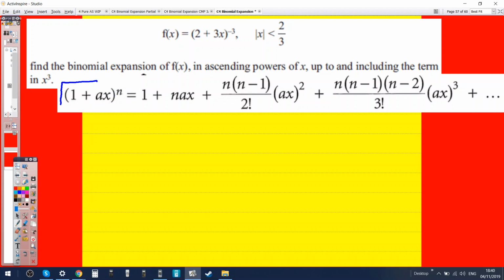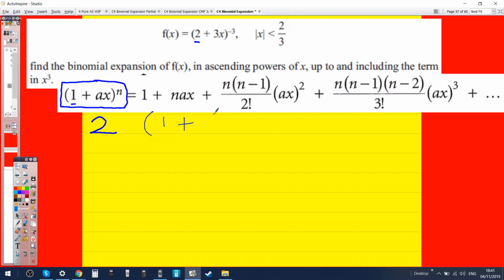Is our bracket 1 plus ax to the n? No, it's 2 plus 3x to the n. And so, how do you get it so it's 1 plus? So you multiply the bracket. What would you get? So you get 2 plus 6x to the minus 3. No, you factorize out 2. Okay. So 2 bracket 1 plus a half x to the minus 3.